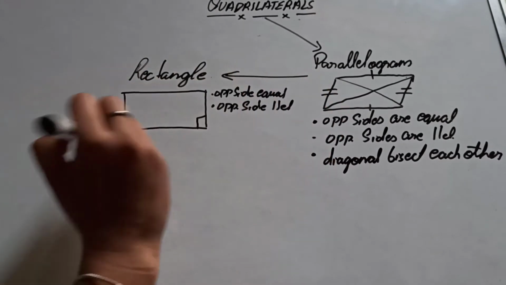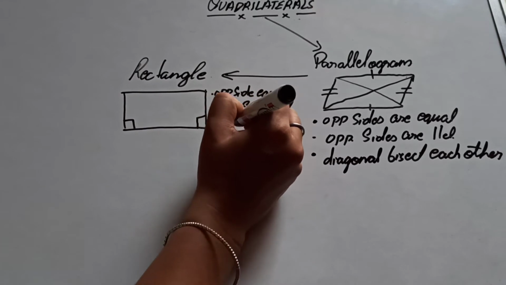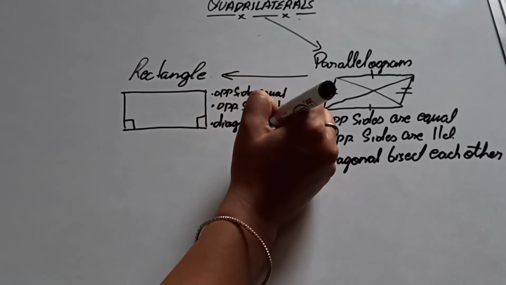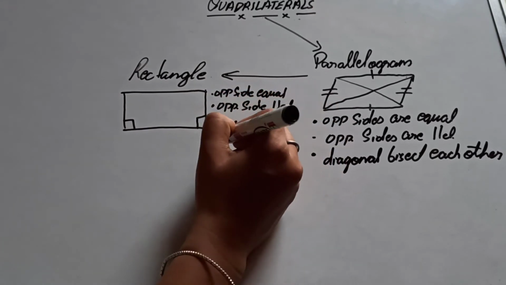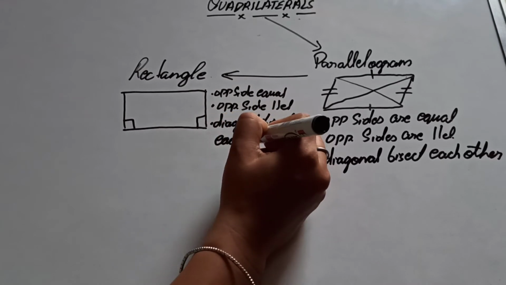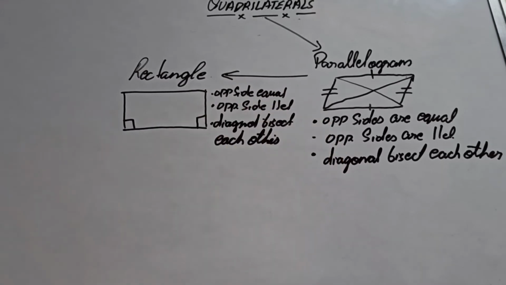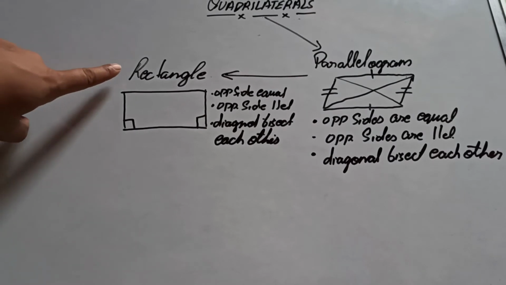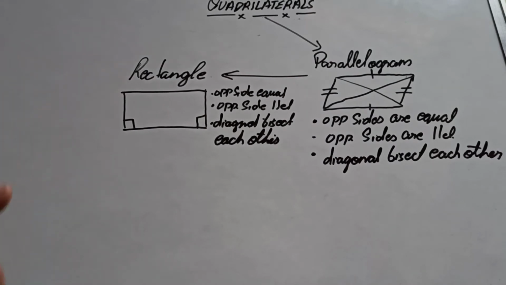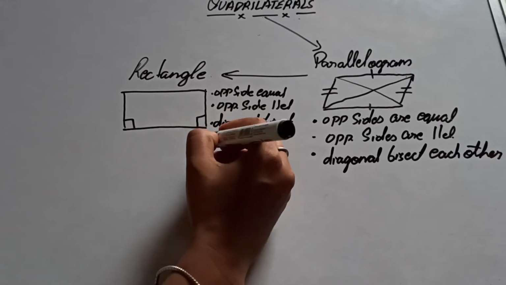Then the third property is that the diagonals bisect each other. Now, one more property that a rectangle holds is that the diagonals of a rectangle are equal.